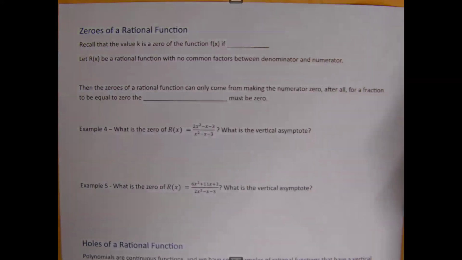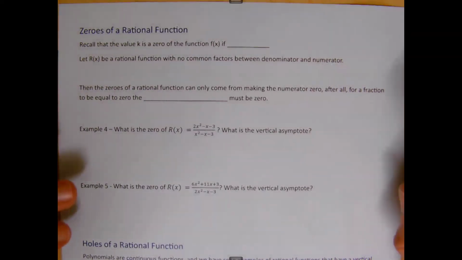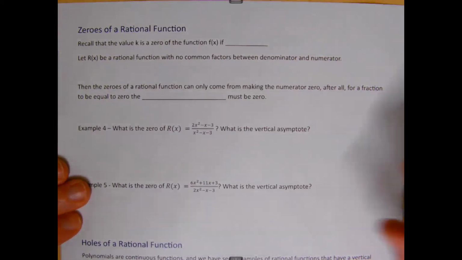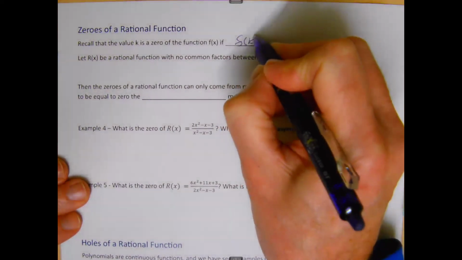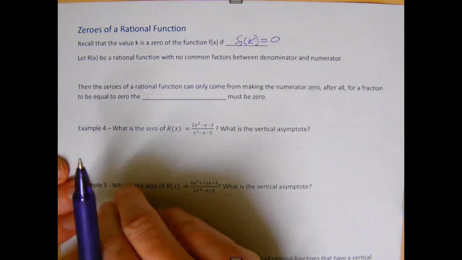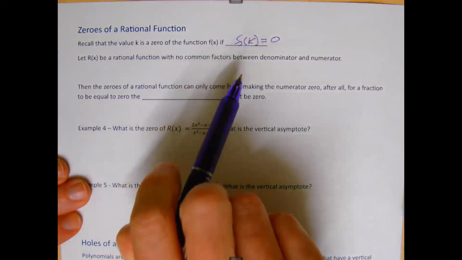All right, let's talk about another important topic: zeros of a rational function. Recall that the value of k is a zero of the function f of x if what's true? f of k, when you enter it, I get a zero back out. Right, so let R(x) be a rational function with no common factors between the denominator and numerator.